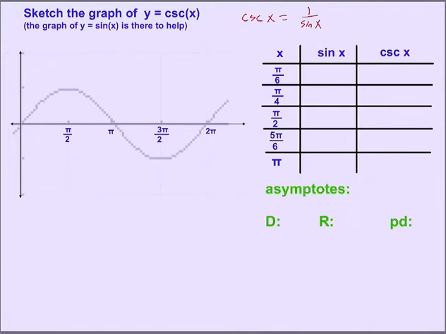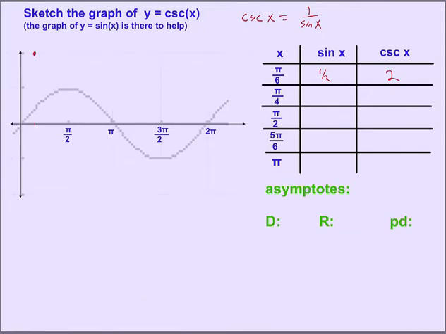I've got the graph of sine of x there in the background to help you remember, but hopefully you know these special angles anyway. The sine of pi over 6 is 1/2, which means its reciprocal is 2. Pi over 6, by the way, is exactly a third of the way to pi over 2. So pi over 6 is right there. You notice how its sine is 1/2, and its cosecant is 2.